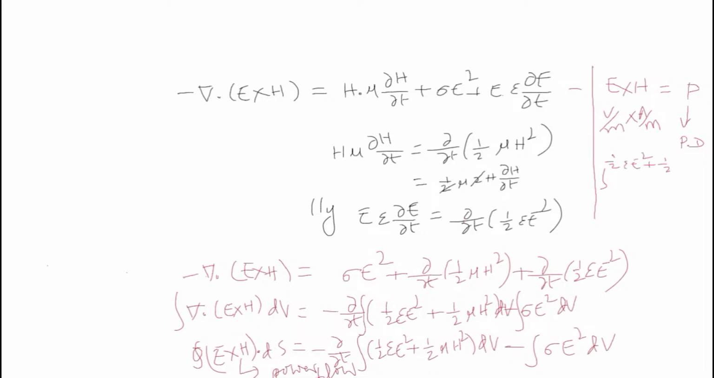1 by 2 mu H square is what? Energy density in the magnetic field. If you apply a volume integral to this one, we will get what? Energy. And the rate of change of energy gives what? Power only. So this one is also power. So that's why it is what? A rate of change of energy stored in the electric field and energy stored in the magnetic field, minus ohmic loss.